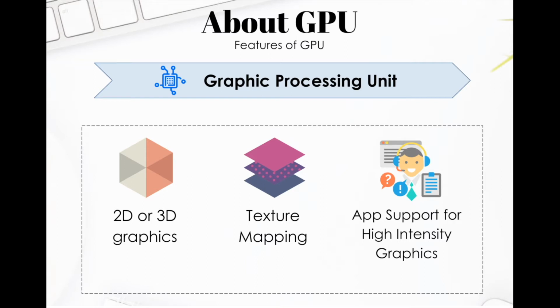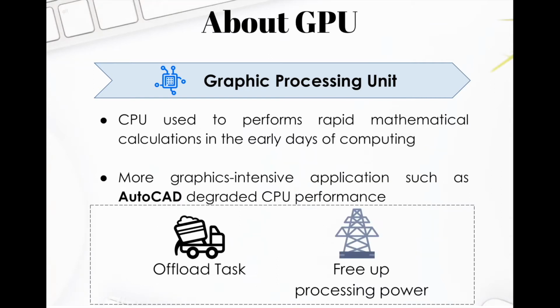AutoCAD. And in the early days of computing, the central processing unit, CPU, actually performed this rapid mathematical calculation. However, as more graphic-intensive applications such as AutoCAD were developed, it degraded the CPU performance. This is because AutoCAD is a computer-aided graphing software application that is used to create blueprints for buildings, bridges, and computer chips. And this actually demands a lot of processing power from the CPU. Therefore, GPU came about as a way to offload these tasks from the CPU and free up its processing power.